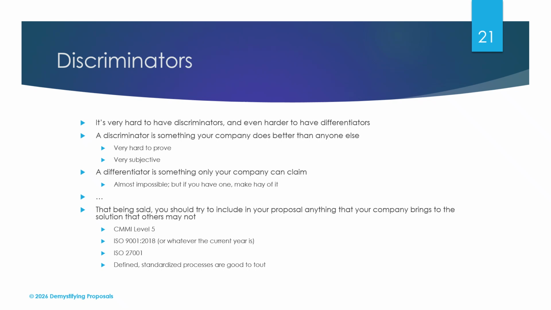Discriminators. It's very hard to have discriminators and even harder to have differentiators. A discriminator is something your company does better than anyone else, and that's very hard to prove and often very subjective. A differentiator is something only your company can claim. It's almost impossible. But if you have one, make hay of it, use it. It's gold. That being said, you should try to include in your proposal anything that your company brings to the solution that others may not.